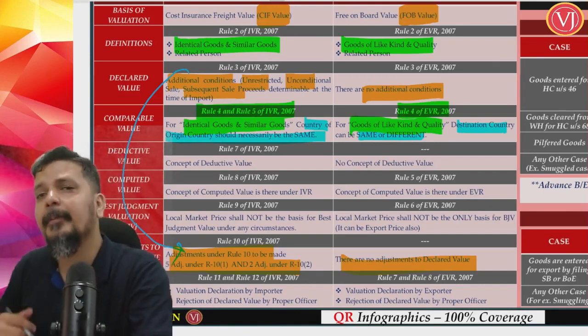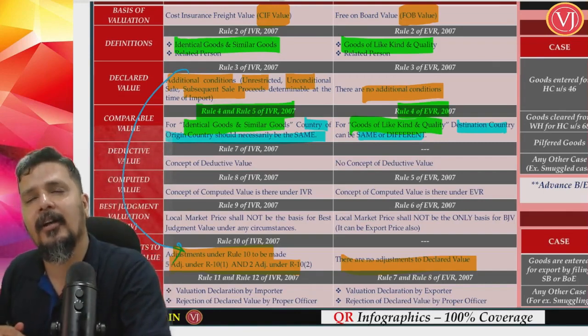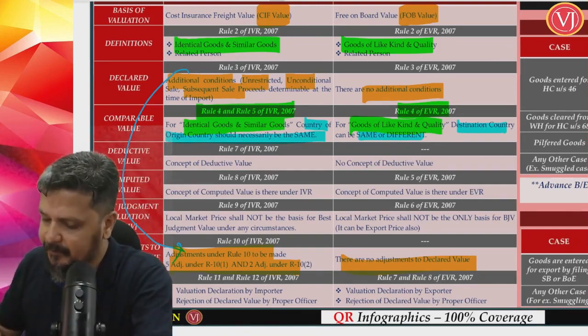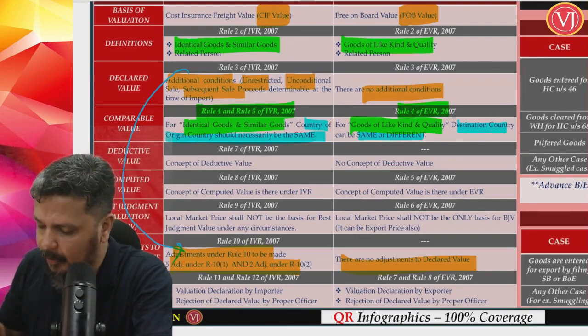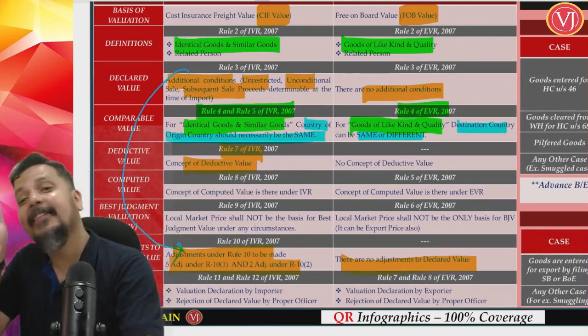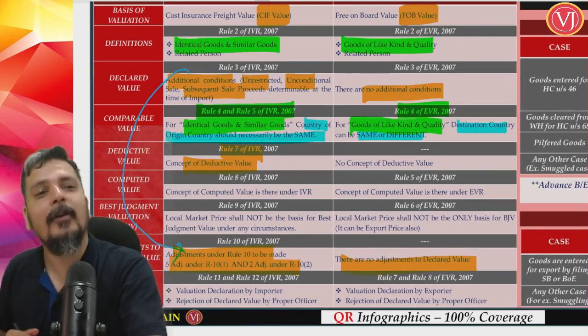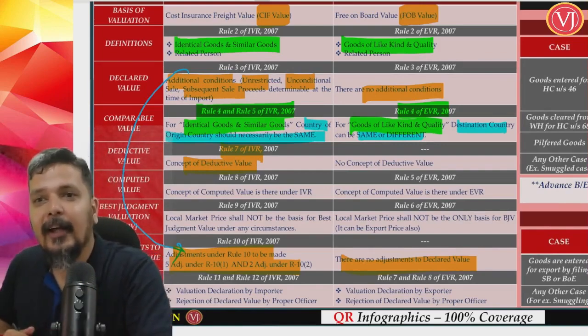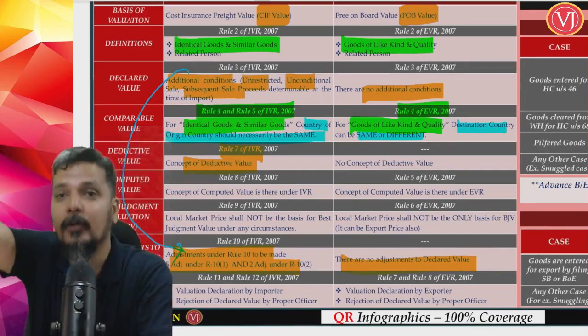Now, what is the next step in your import? Once you are done with 3, 4, 5, what is the next step? You are talking about rule 7. What is that? Deductive value. Just think of this. For export, can you ever have deductive value? You are exporting from India. Now you are telling go outside India to Sri Lanka.